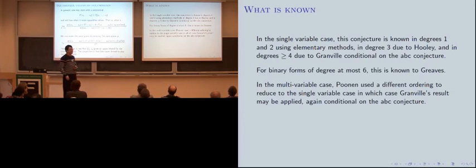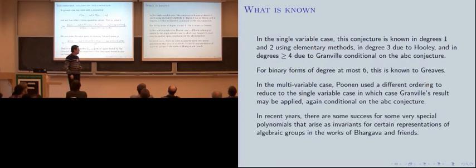So that's what happens in general. Either we know everything or very little. In recent years, there has been some success for some really special polynomials, thanks to works of Manjul. And what's special about these polynomials is that they arise as invariants of some representations of algebraic groups. The case of the polynomial discriminant is one such example. And I will say later why being the invariants of some representation really helps in doing a square-free sieve.